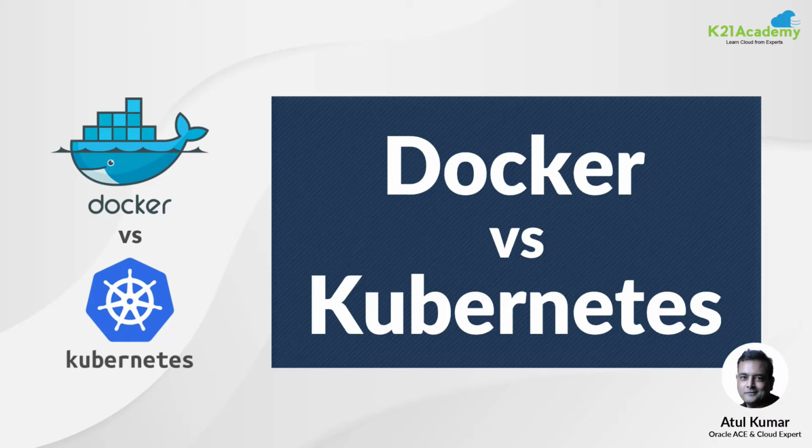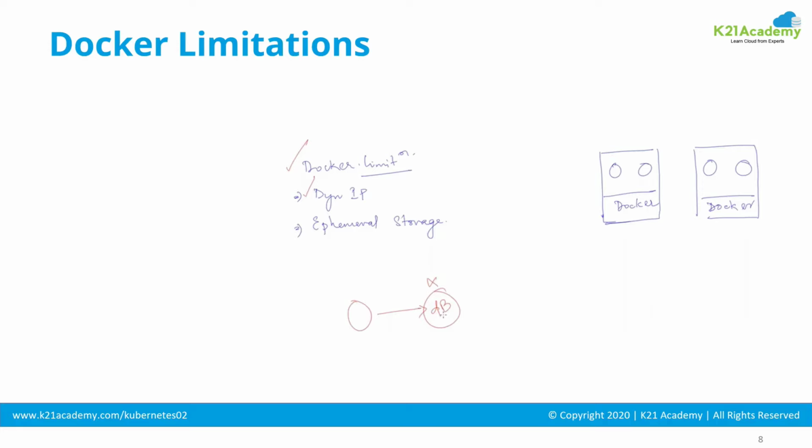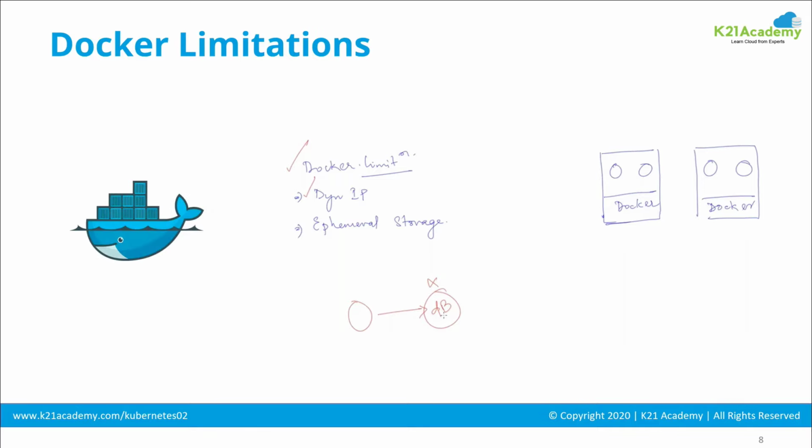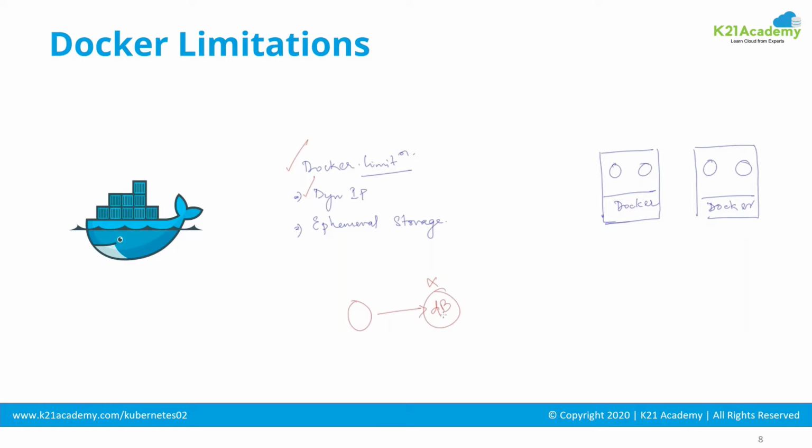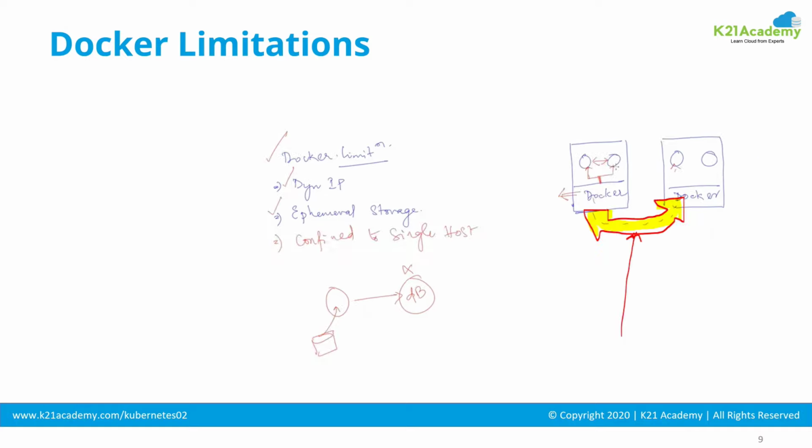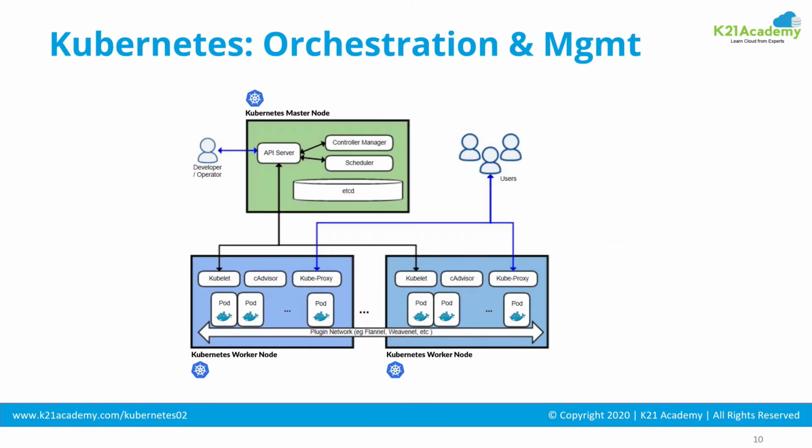So I took a clip from our Certified Kubernetes Administrator training where our trainer Mamta explains the problem that Kubernetes solves. She first starts with the limitations that Docker has, like dynamic IP addresses that change every time your container restarts. The other challenge is that two Docker containers running on two different machines can't talk to each other. She then talks about Kubernetes, which acts like an orchestration and management layer, managing multiple Docker containers running on different hosts.